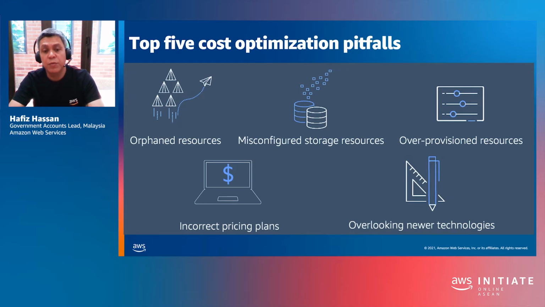Another way to avoid over provision of resources is by doing what we call right sizing. If you use AWS Cost Explorer, you will be able to see what are your underutilized and idle instances.